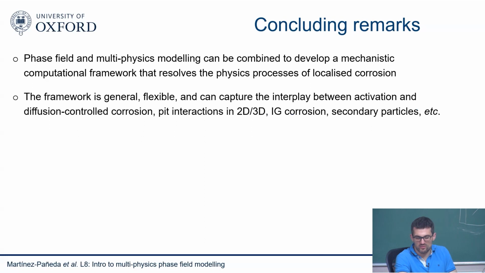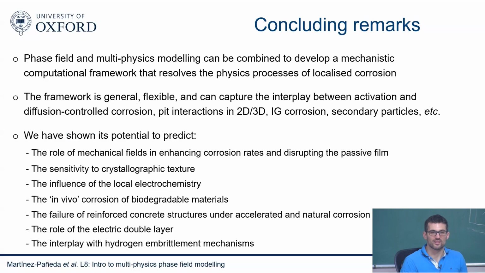Again, similar to the phase field models for hydrogen, the framework is very flexible. This is continuum mechanics, finite elements. We have incorporated a few things: activation and diffusion control corrosion, pit interactions in 2D, 3D, intergranular corrosion, secondary particles. So in principle, the computational tools are there, and you can capture each of those elements. And then what we did was to extend it in multiple directions to incorporate the physics of corrosion. Corrosion is a very complicated problem, but we can incorporate those complicated phenomena. There are many things that one can incorporate.